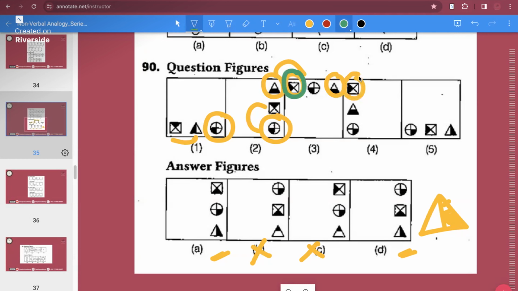Let me mark it in green. These and these two have remained the same. These two have changed the place. Okay. Now these and these have remained the same. These two have changed their place.